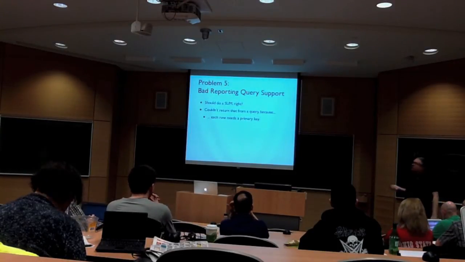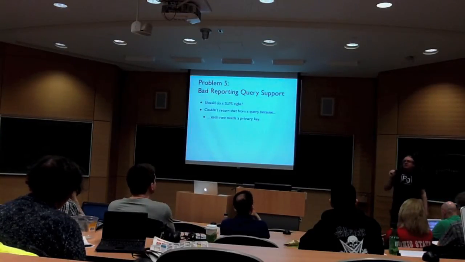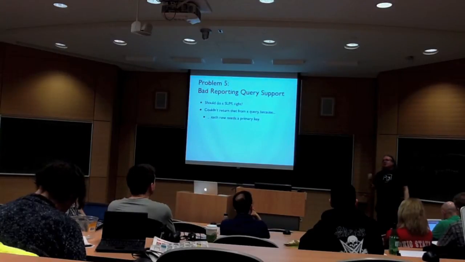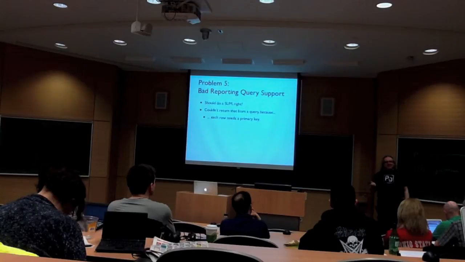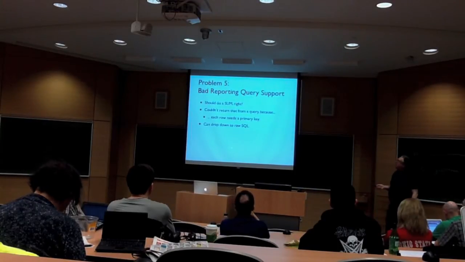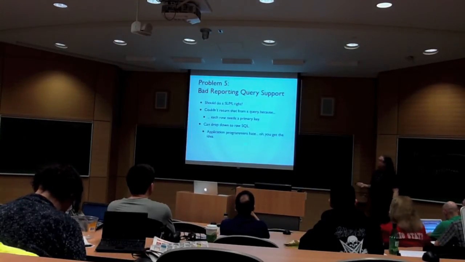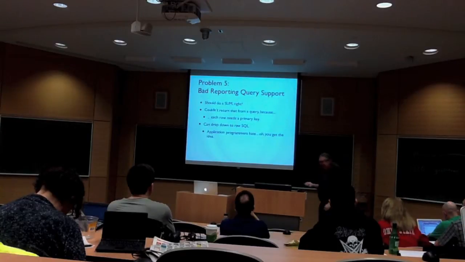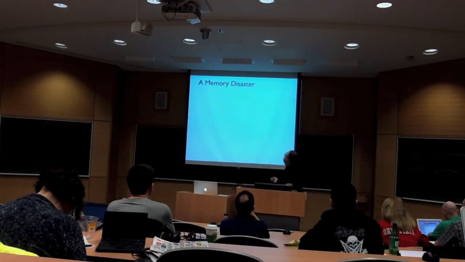in Django, if you're going to return these things as objects, it has to have a primary key, but the primary key for reporting queries generally doesn't make much sense. So again, you can drop down to raw SQL, but you kind of get the idea. There's a lot of resistance to that.